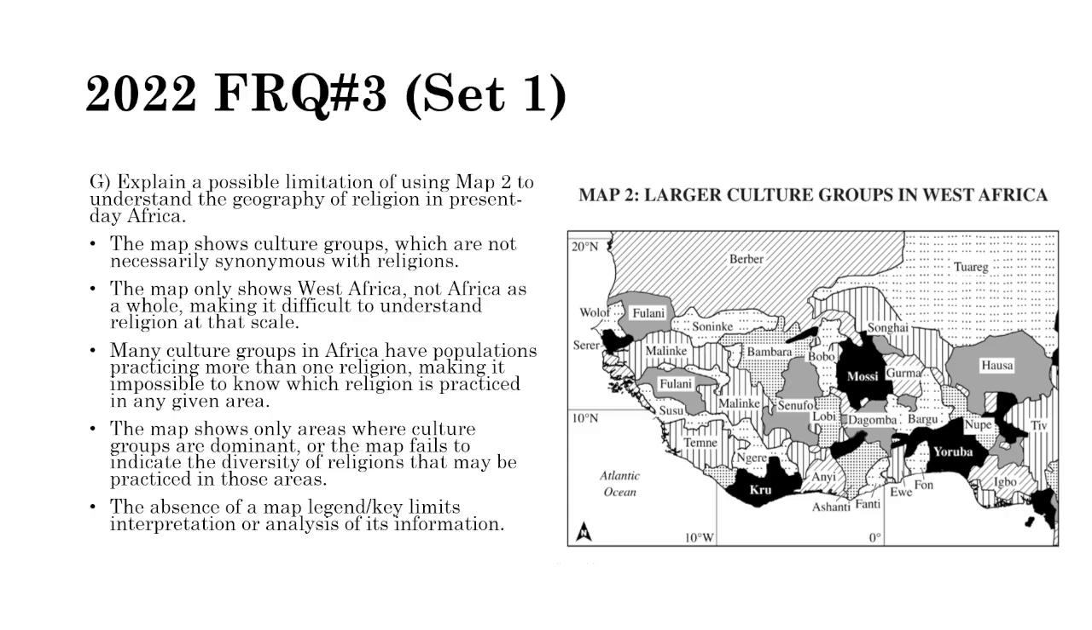It also doesn't have a key. If you notice, it doesn't have a map key or a map legend. So you may not be able to interpret or analyze this information that well. And that kind of sounds like a stupid answer, but College Board will do that on purpose. They may not give you a map key because they want a student or two to say, yeah, there's no map key. How am I supposed to analyze this information? Because map keys are pretty important sometimes to analyzing the information.